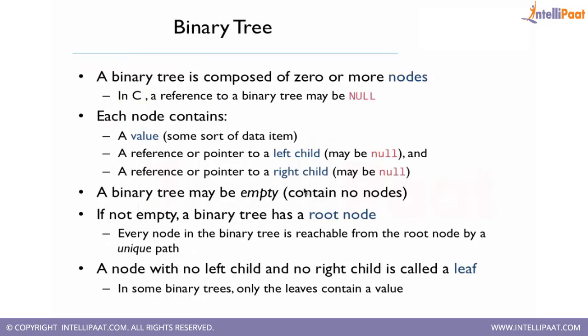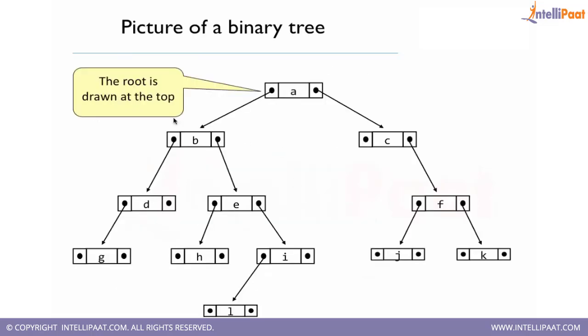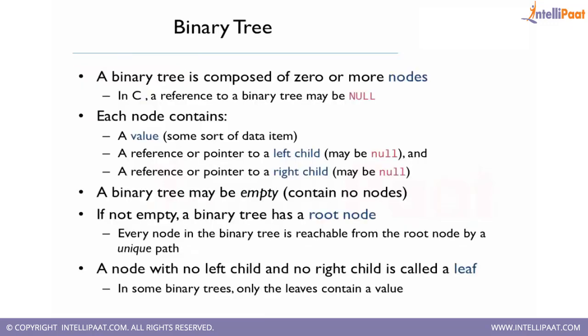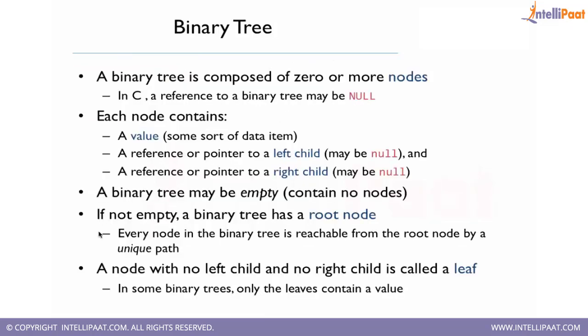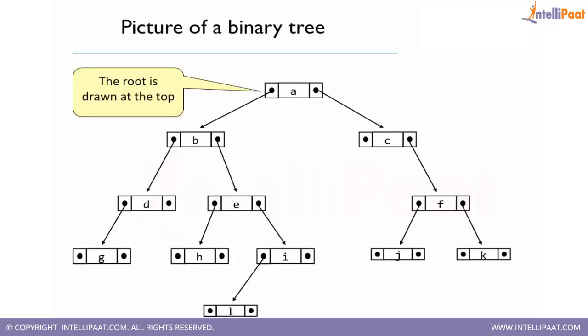A binary tree may be empty. In case the binary tree is empty, then this node will be null. So if root is null, that means the binary tree is empty. If not empty, a binary tree has a root node. It will have some value, and whatever value it has, this will be called the root node. Every node in a binary tree is reachable from the root node by a unique path.